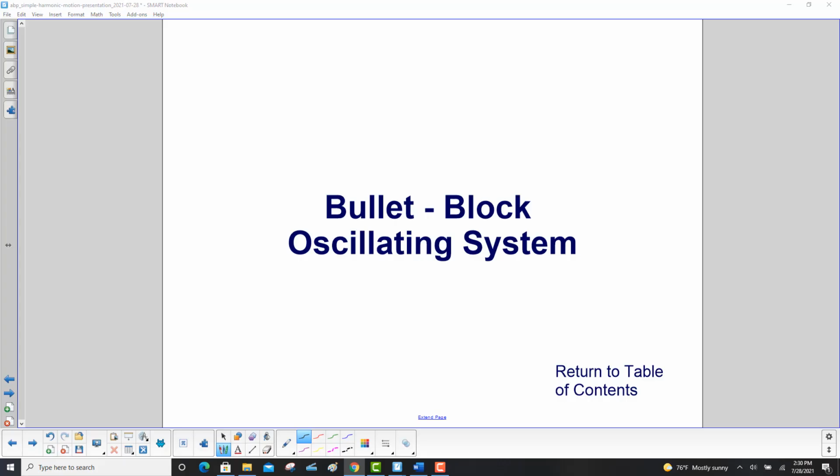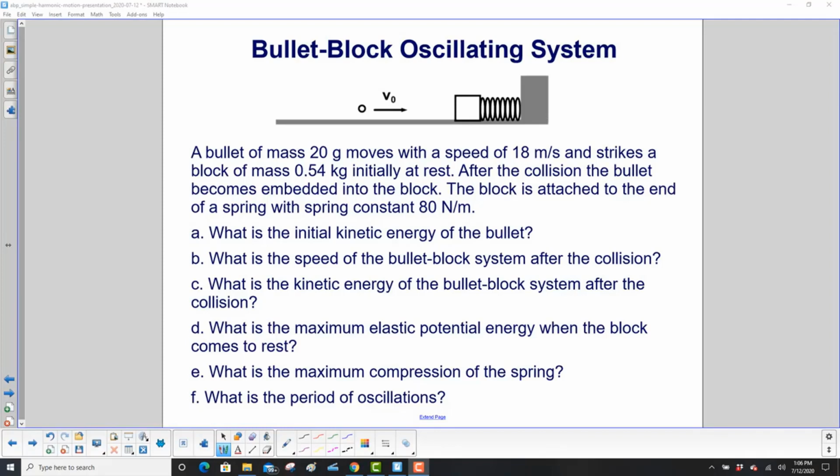Bullet block oscillating system. A bullet of mass 20 grams moves with the speed of 18 meters per second and strikes a block of mass 0.54 kilogram initially at rest. After the collision, the bullet becomes embedded into the block. So what is that? That's a perfect inelastic collision right there.